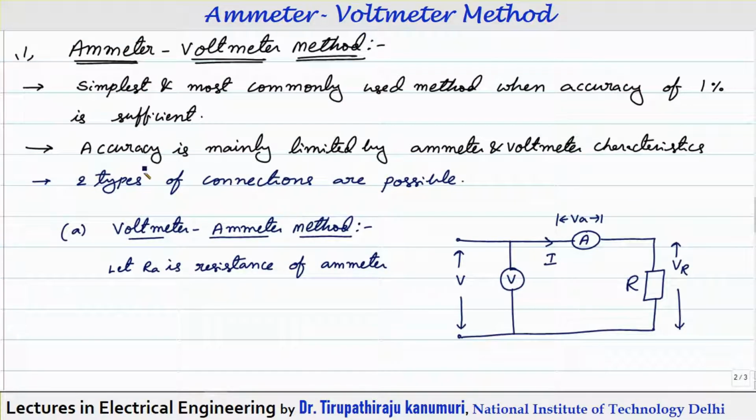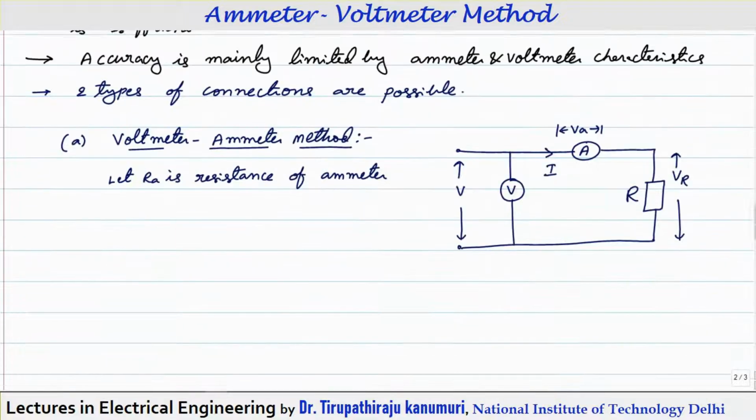The ammeter voltmeter method is the simplest and most commonly used method, but the disadvantage of this method is that the accuracy will be only around 1%. Some error is introduced due to the characteristics of the ammeter and voltmeter used for measurement, because ideally the resistance of the voltmeter should be infinite and the resistance of the ammeter should be 0, but practically the ammeter will always have some resistance and the voltmeter always draws some current. Because of that, some error will be introduced in measurement, so accuracy will be limited to 1% only. If up to 1% error is allowed, then we can go for the ammeter voltmeter method.